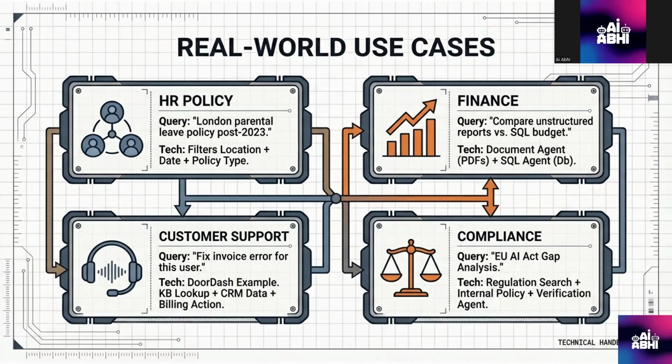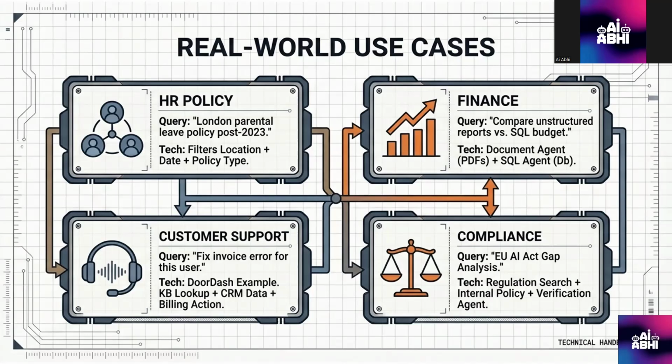An agentic system plans this out. First, identify the correct policy version by filtering for the UK policies. Second, retrieve the parental leave section. Third, check if there's a hire date clause. If ambiguity remains, the agent asks follow-up questions or escalates to HR. Traditional RAG would just search for parental leave and pray.